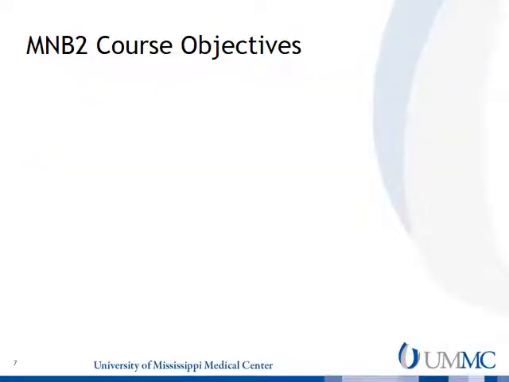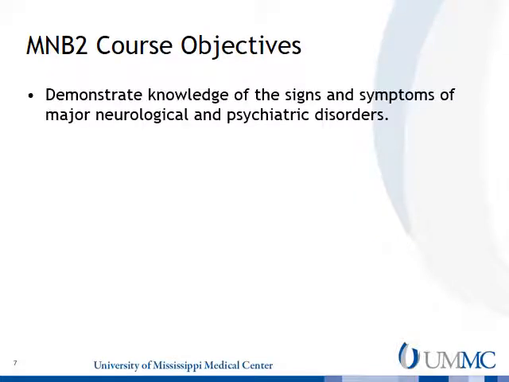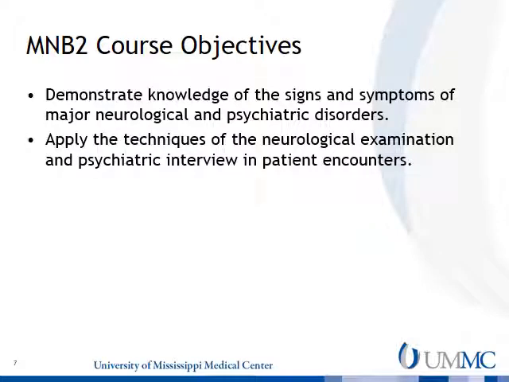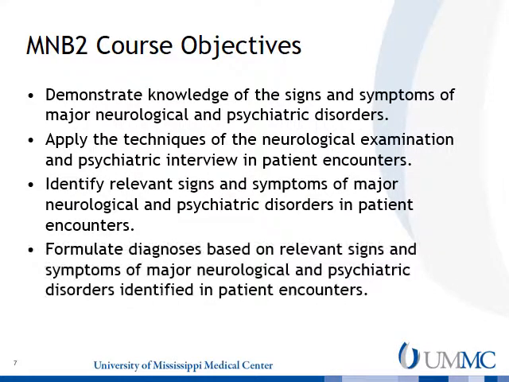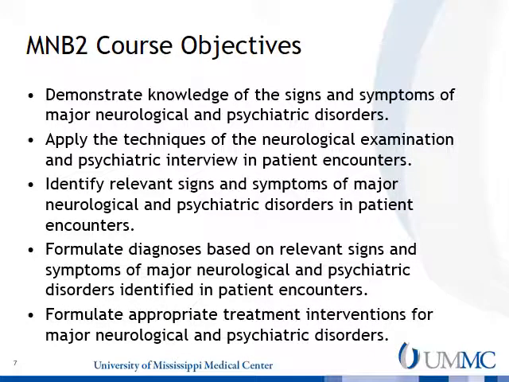There are 5 overarching learning objectives in MNB2. By the end of the course, we want students to be able to demonstrate knowledge of the signs and symptoms of frequently encountered neurological and psychiatric disorders. Moreover, we want them to be able to apply the techniques of both the neurological exam and the psychiatric interview in patient encounters in order to identify the relevant signs and symptoms of neurological and psychiatric disorders. Based on this information, students should be able to formulate diagnoses and treatment plans for these disorders.